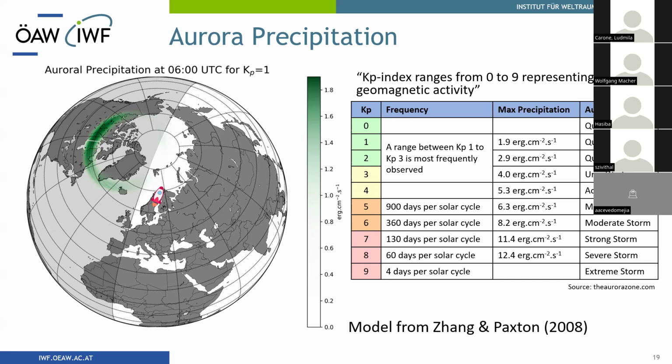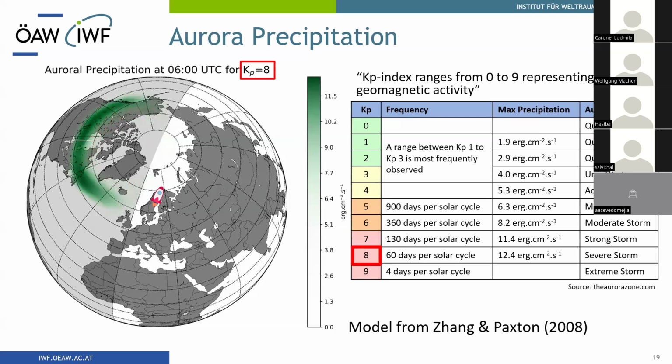There are a lot of patches and so on, but it gives you an idea where to look and what the average intensity would be. And for KP1, it looks like this. So it's here. And you can see KP2, 3, 4, 5, 6, 7, 8.